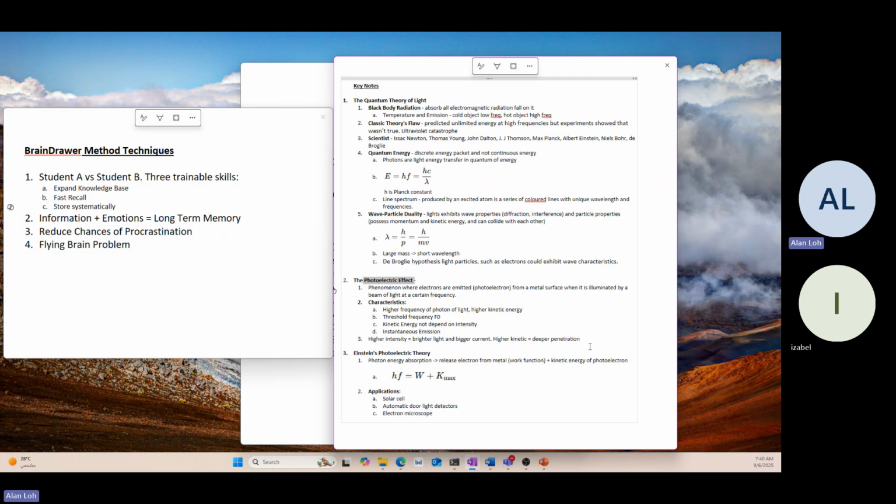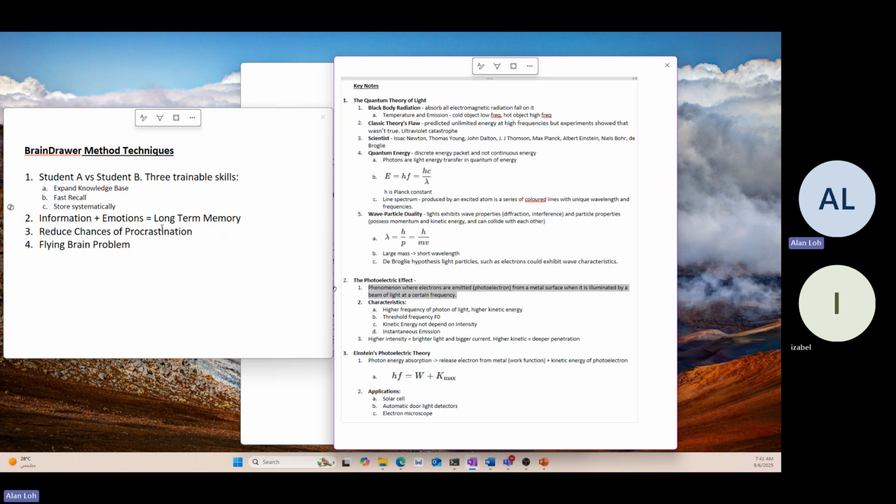Now, let's read this information, the notes, and see whether we can extract certain keywords and do the same exercise to store it inside that drawer. All right, I'll start with the first one, definition of photoelectric effect. Phenomenon where electrons are emitted, which we call photoelectrons, from a metal surface when it is illuminated by a beam of light at a certain frequency.